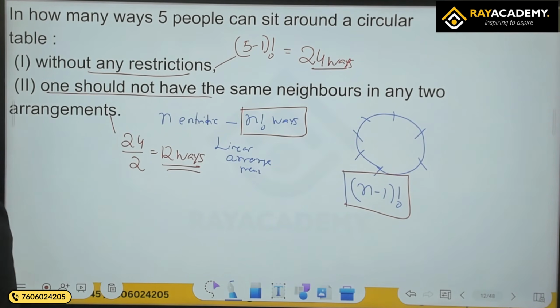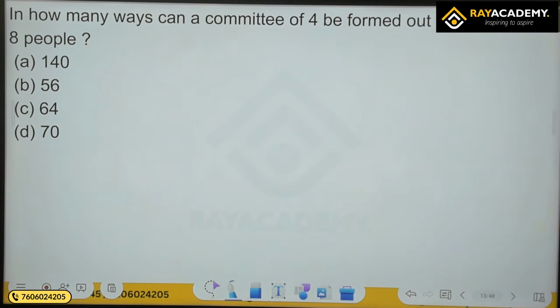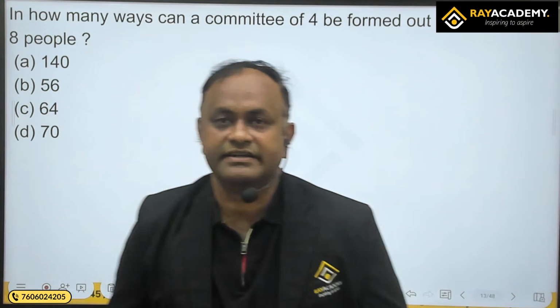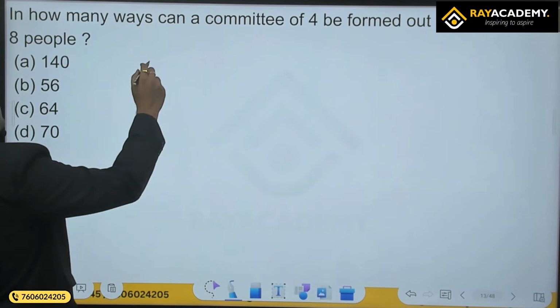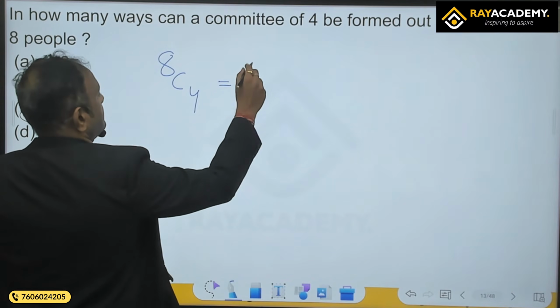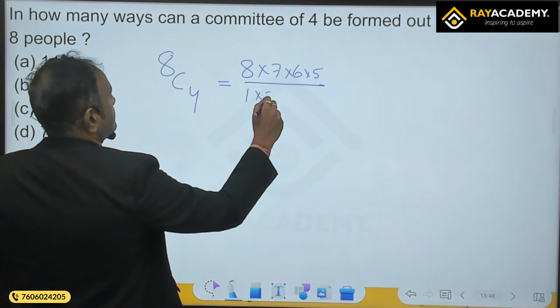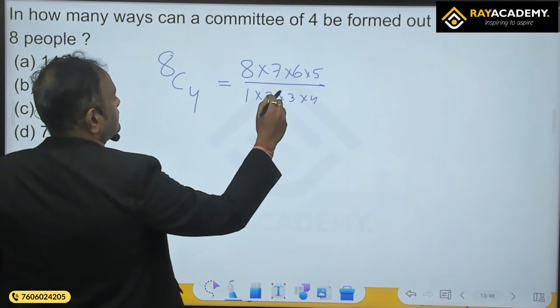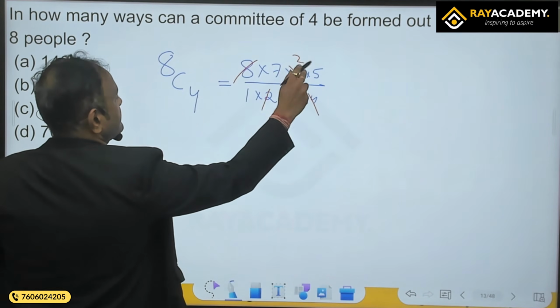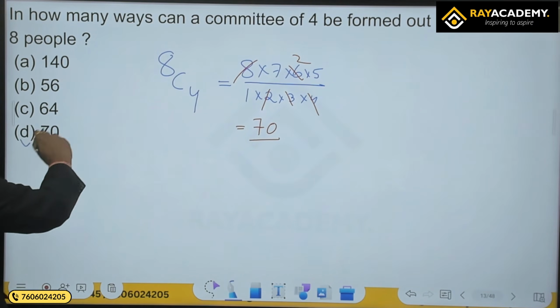Okay. Next. Question: in how many ways can a committee of 4 be formed out of 8 people? This is a clear case of selection. So that can be done in 8C4 ways. What is the value of 8C4? 8 into 7 into 6 into 5 divided by 1 into 2 into 3 into 4. So it will be 70 ways. So the right answer for this question is 70.